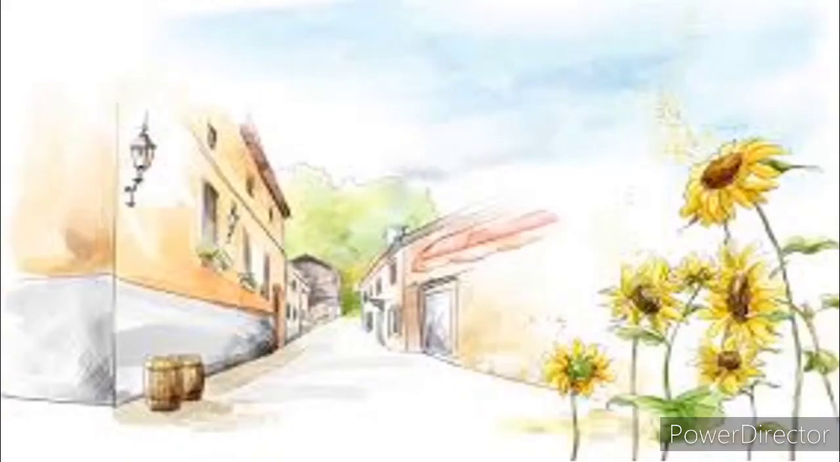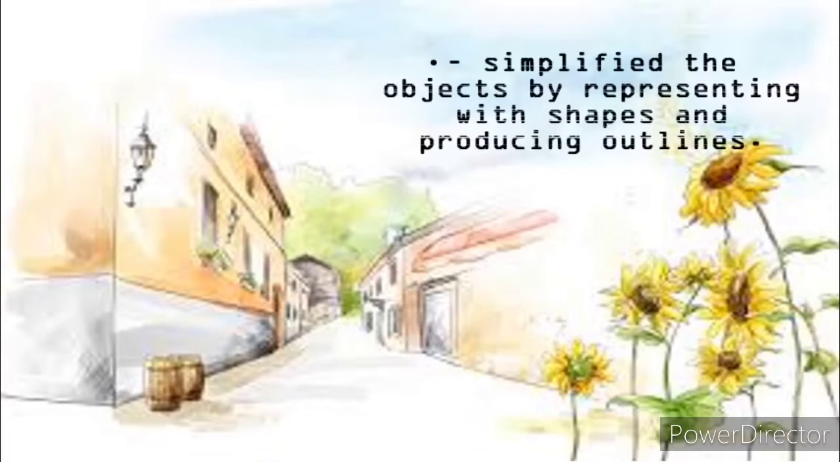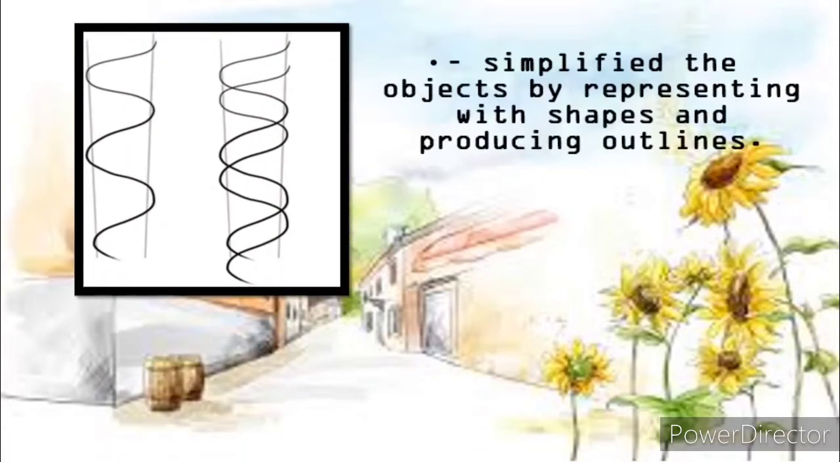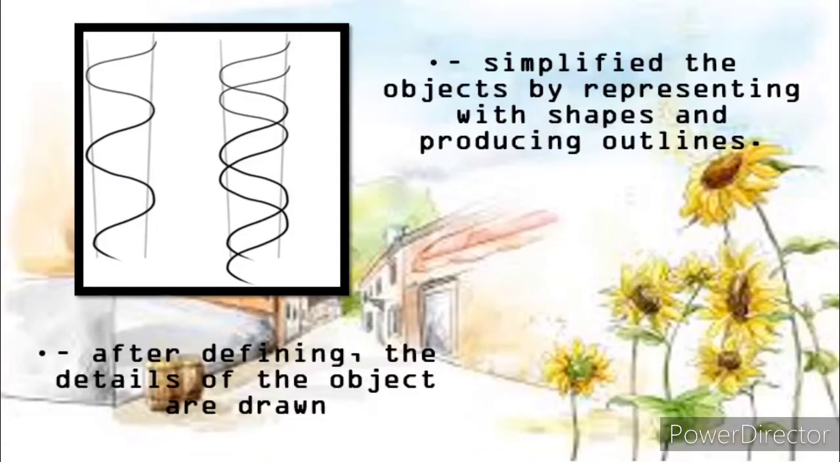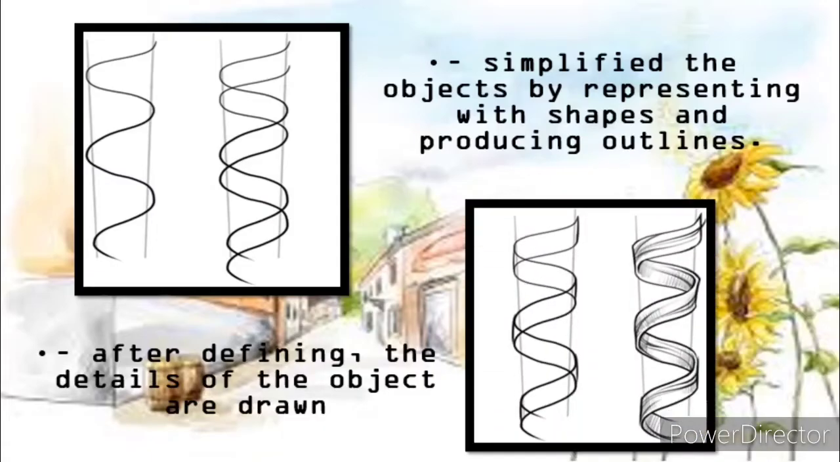At this point, the artist planned to draw a curly hair. He simplified the object by representing it with shapes and producing outlines. After defining the outlines, the details of the object are drawn. This makes the drawing process easier. It's a sort of tip. To develop your skills in sketching, constantly practice doing freehand drawing using lines and shapes.